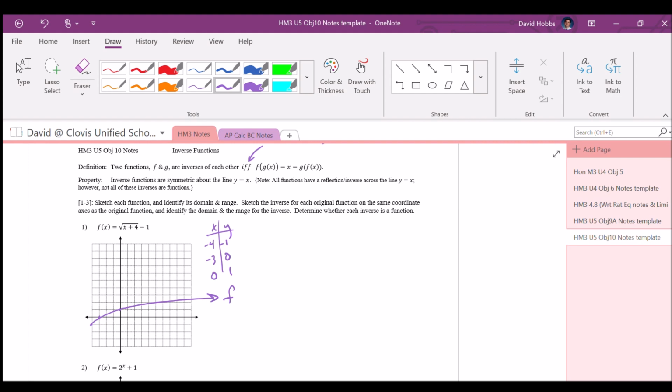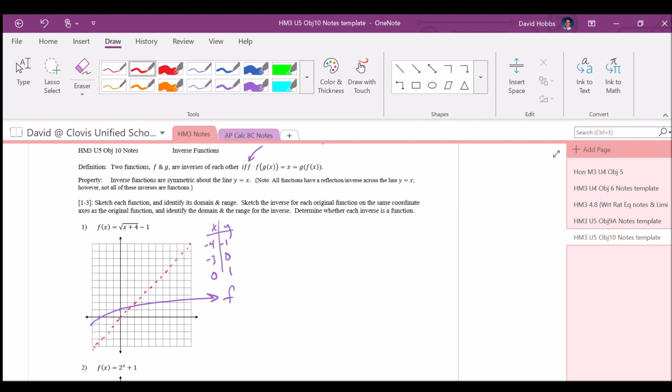Okay, now how do we sketch an inverse, or how do we sketch a reflection on the line y equals x? Well, let's start by sketching the line y equals x. Of course, the line y equals x goes through the origin, has slope of 1. Okay, and so the way that you pick out points that are reflection across that line, you pick out points that are on the original graph, and you have them switch the x and the y.